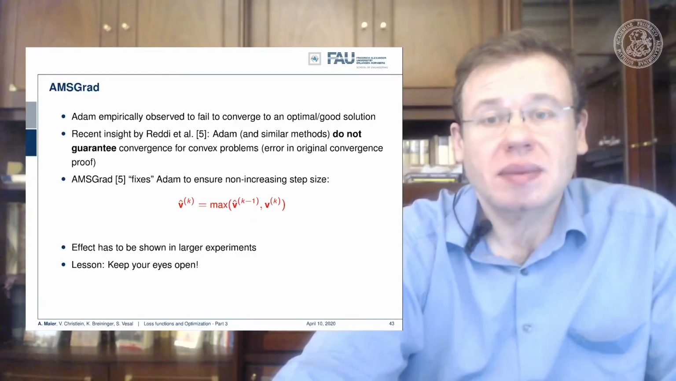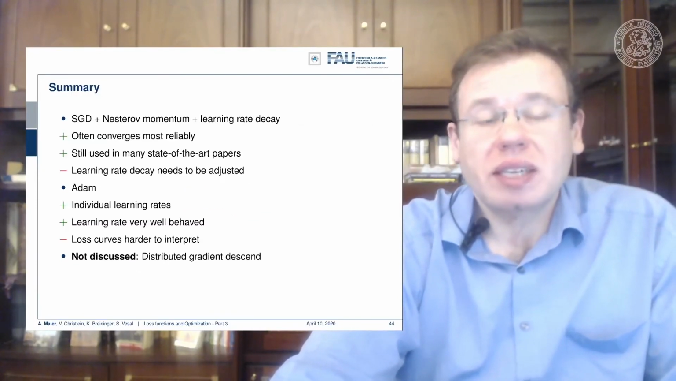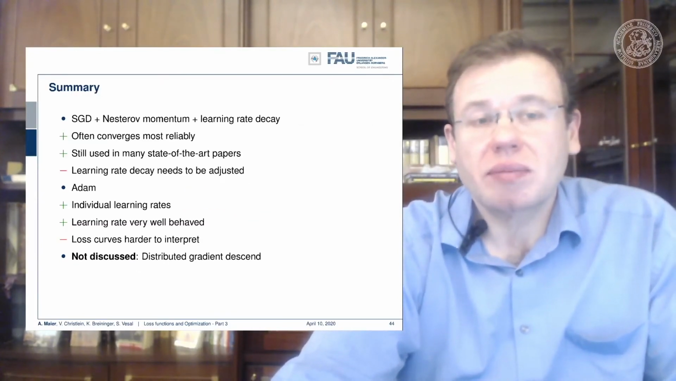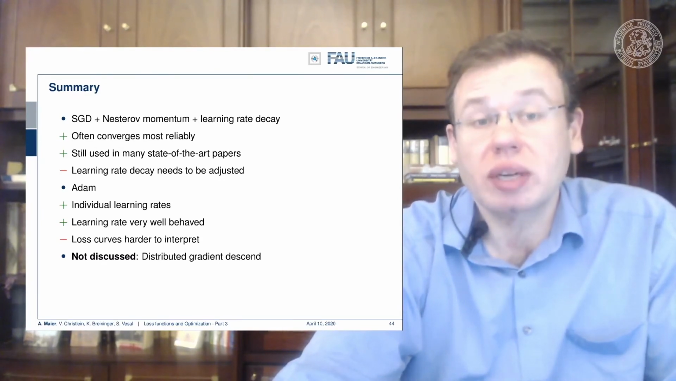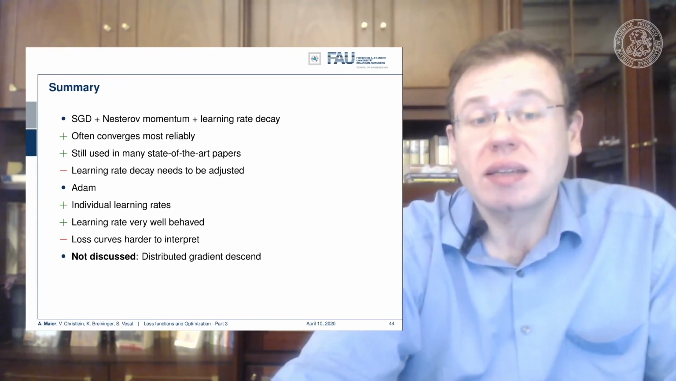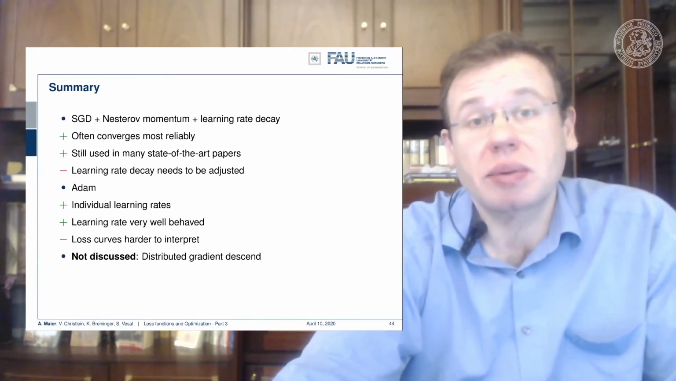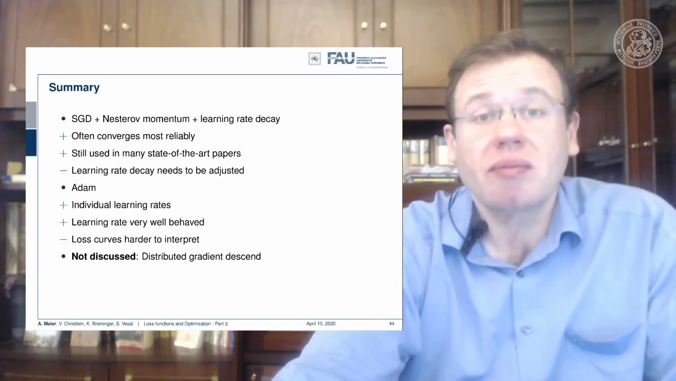Right. Okay, so let's summarize this a bit. Stochastic gradient descent plus Nesterov momentum plus learning rate decay is a typical choice in many experiments. It converges most reliably. It's used in many state-of-the-art papers, but it has the problem that this learning rate decay has to be adjusted. Adam has individual learning rates. The learning rates are very well behaved, but of course the loss curves are much harder to interpret because you don't have this typical behavior as you would see them with fixed learning rates.